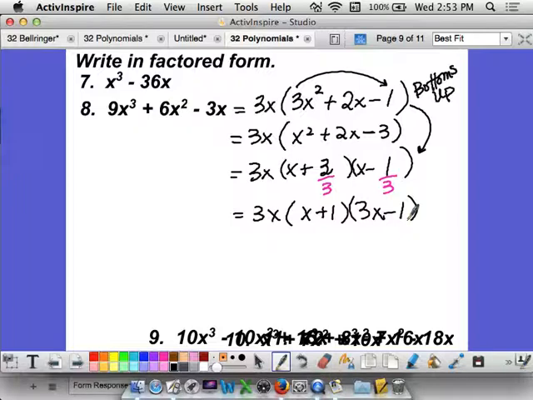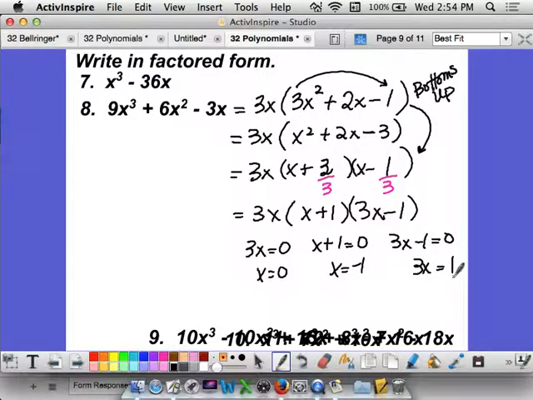3x minus 1. If they ask for the factored form only, I would stop right there. If they're asking for the zeros, you set each one of these equal to 0. It all depends on what the directions tell you to do. I just want to go through both steps. So x is equal to 0, x is equal to negative 1. Add 1 to both sides and divide by 3, and x is equal to 1/3. So the zeros here would be negative 1, 0, and 1/3. Nothing is repeated, so there's not a multiplicity. Let's do one more.